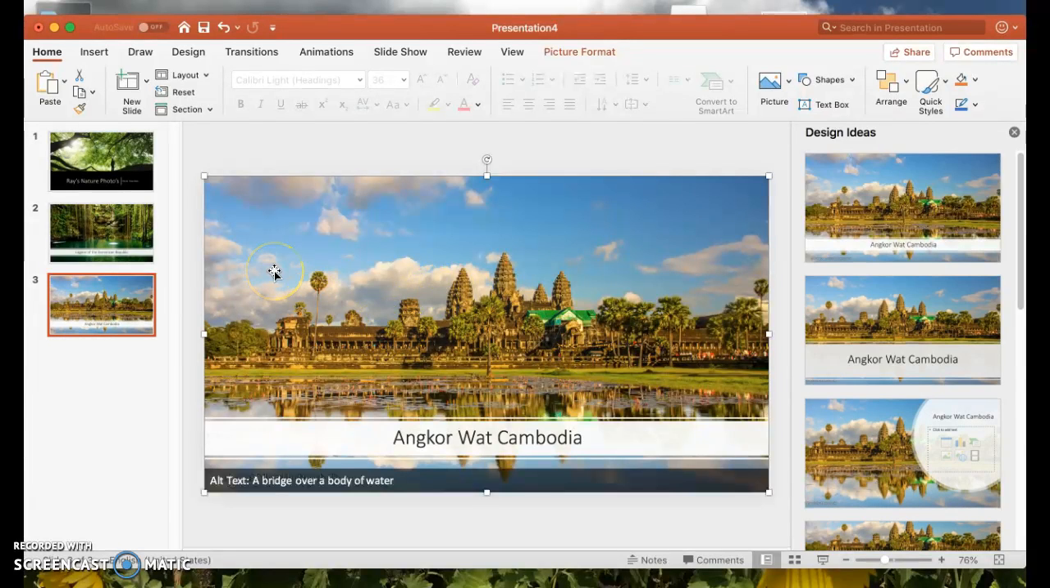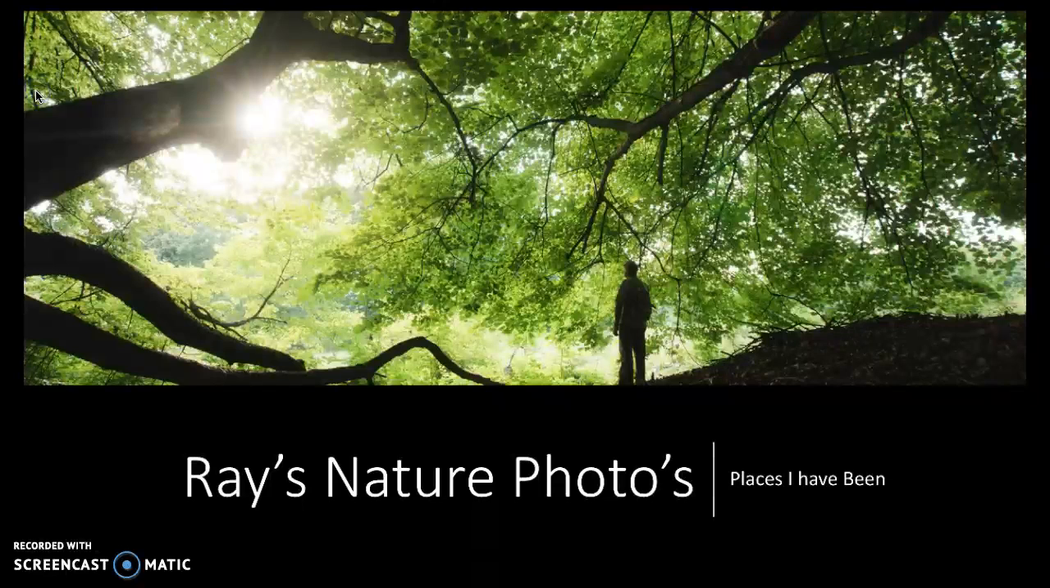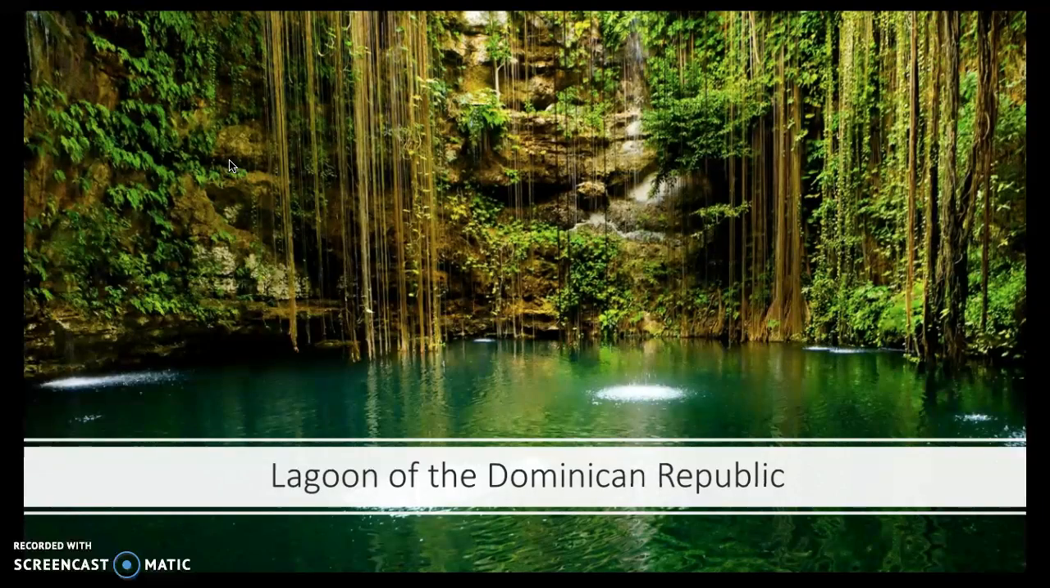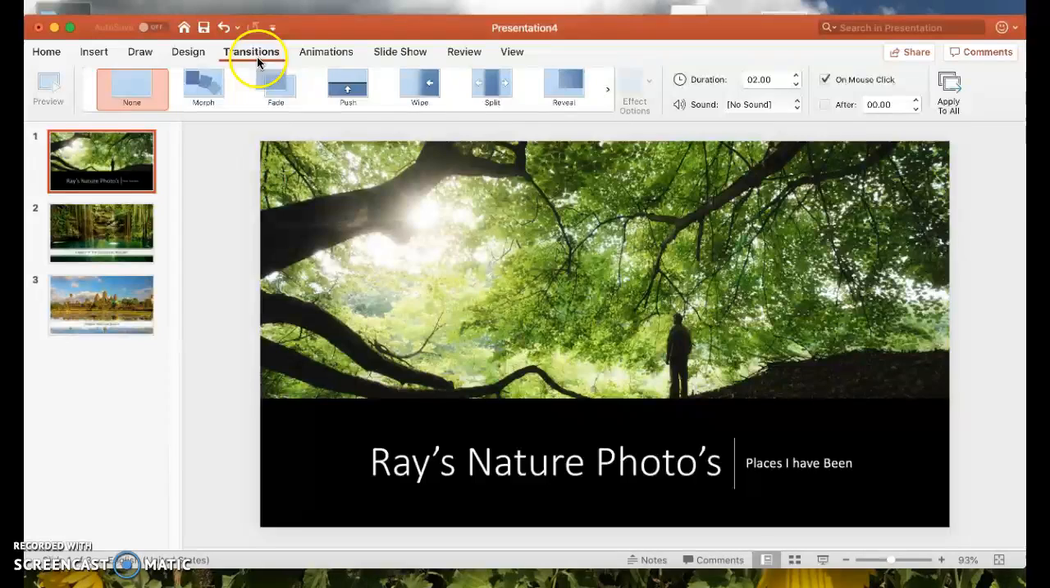All right, so we're just going to do 3 slides for right now. The way our presentation looks at the moment is very simple. We're just going to go to slideshow, play from start, and then it just looks like this. Raise nature photos, places I've been, this is a photo, and then this is a photo. The slideshow is over. Now to add any kind of transitions, we'll go ahead and do some transitions here. That's what they'll look like if that photo pops up, or that one.